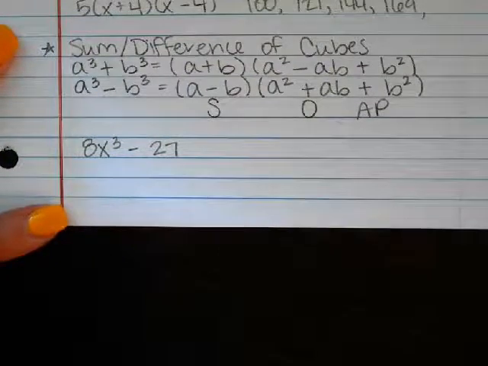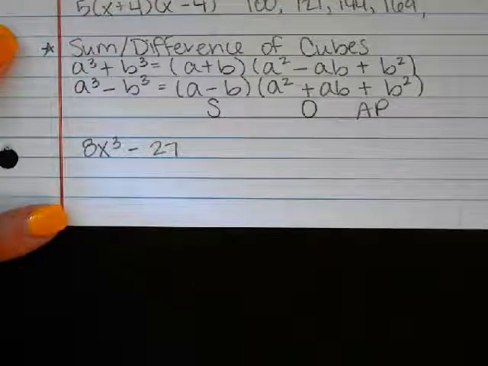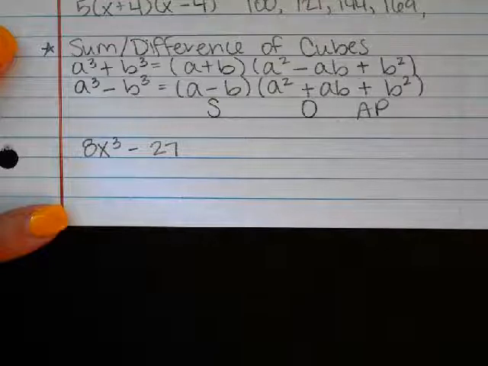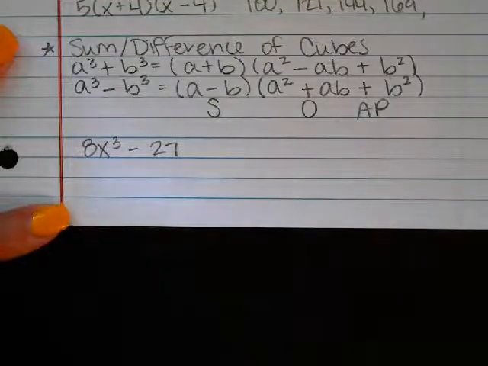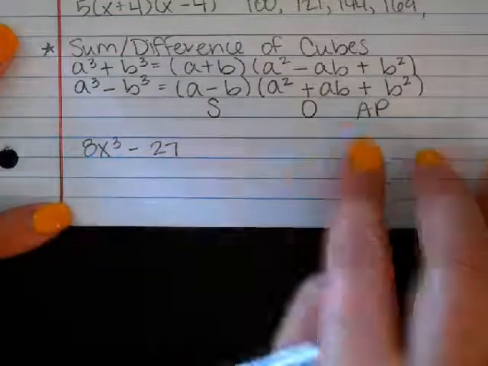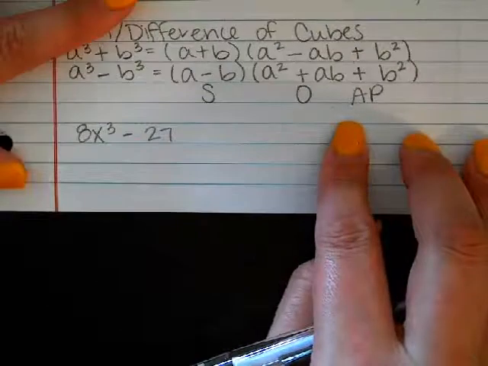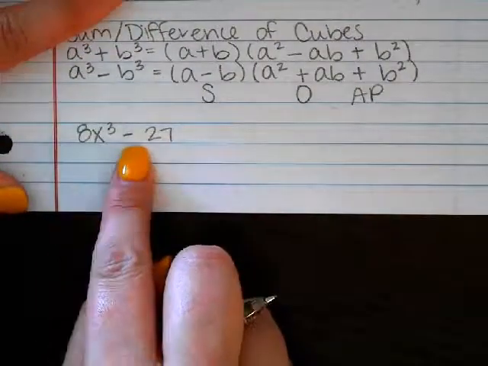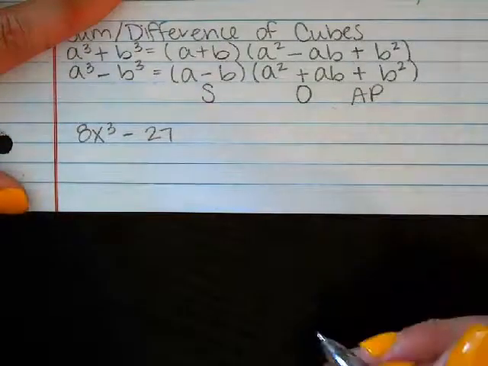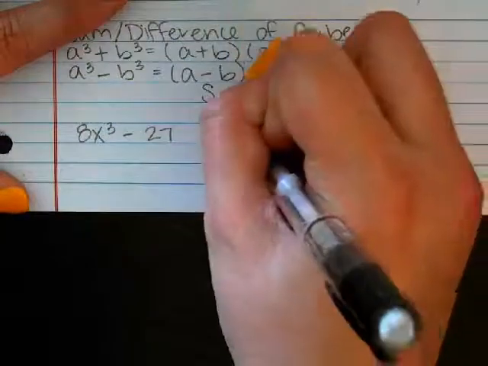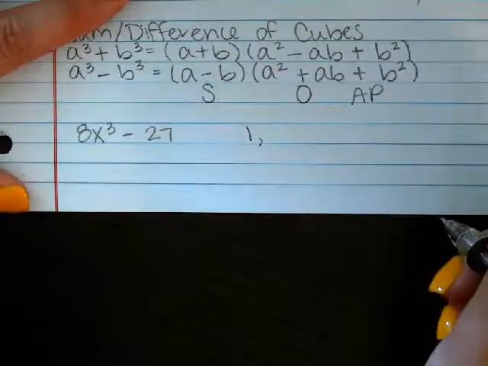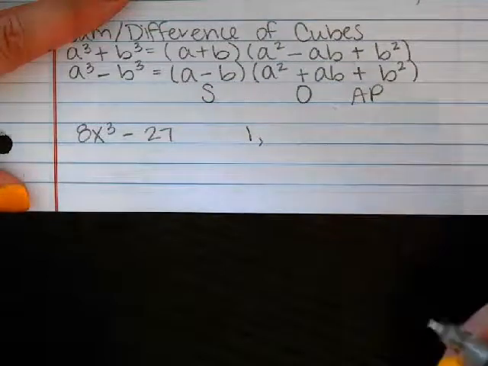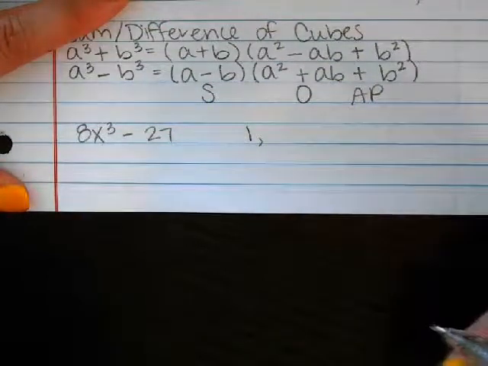All right. You can go ahead and write down this problem. We're going to be doing it in just a moment. So 8x to the third minus 27. That's what we're about to start doing. The first perfect cube is 1. 1 to the third is 1. The next perfect cube is 2 to the third. Does anyone know what 2 to the third is? It's 8. Okay. 3 to the third.